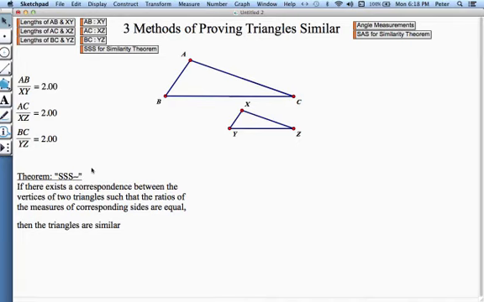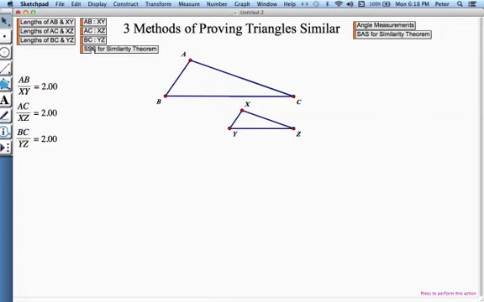So if there exists a correspondence between the vertices of 2 triangles such that the ratios of the measures of the corresponding sides are equal, which is just what we saw. These three ratios of the corresponding sides were all equal. Then the triangles are similar. And we would simply write, as a reason in a proof, SSS for similarity. Okay, let's take a look then at a different proof and another method. Not a different proof, but another method of proving triangles similar.